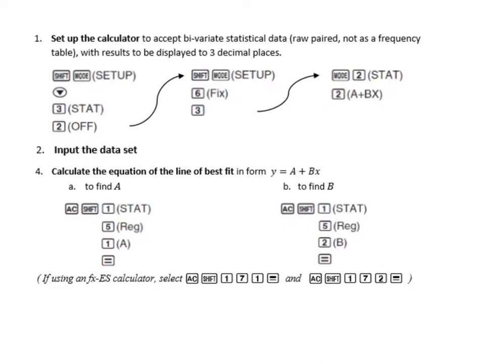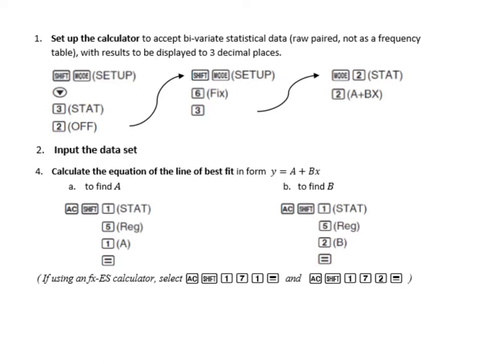So these are the steps in a bit more detail. Step 1. Set up the calculator to accept bivariate statistical data, which is raw paired, not as a frequency table, with results to be displayed to 3 decimal places. So we press Shift, Mode, Setup will come up, arrow down, 3, Stats will come up, 2, Off. Then we press Shift Mode and Setup will come up, 6 for Fix and 3. Then Mode 2, Stats will come up, and 2, which represents a plus bx.